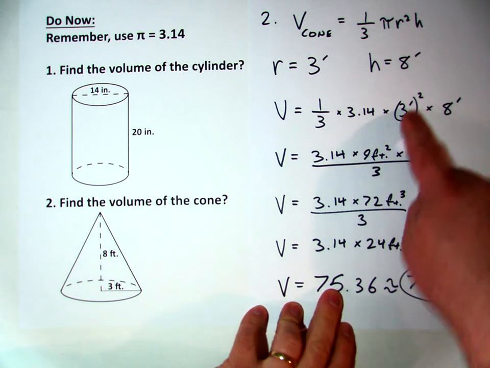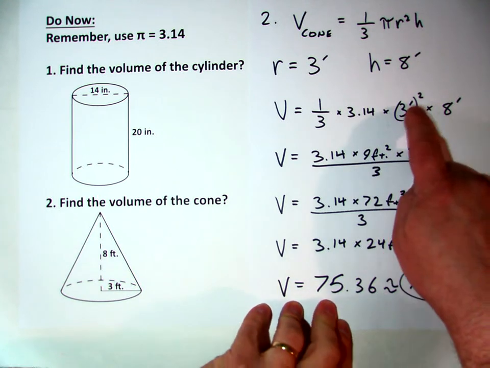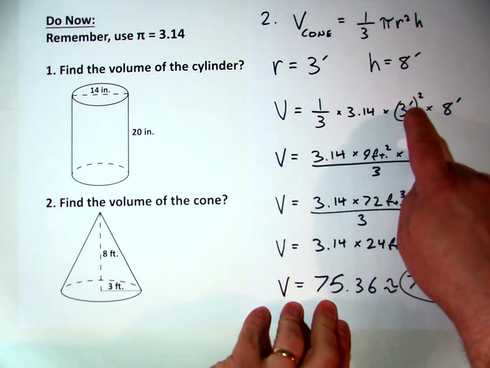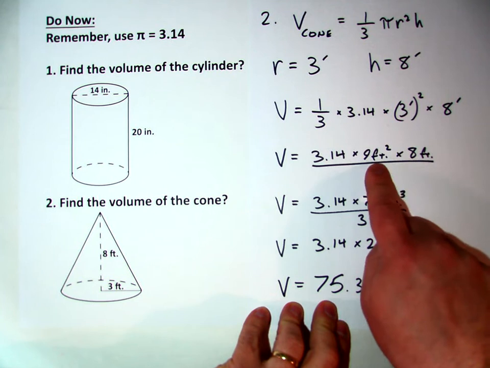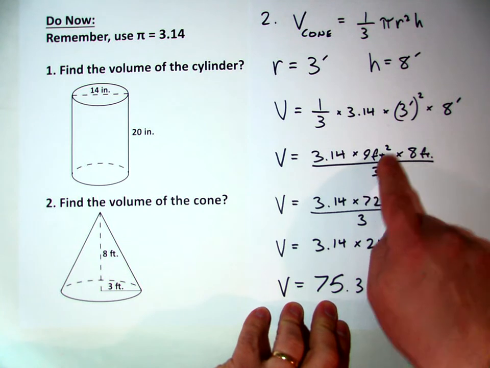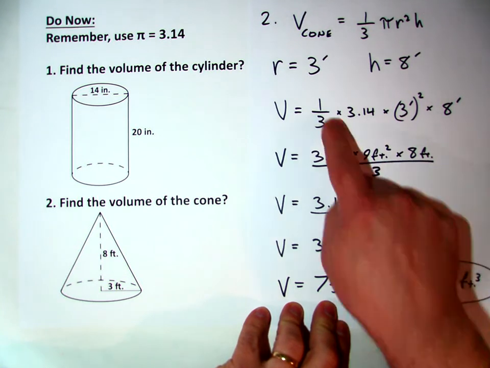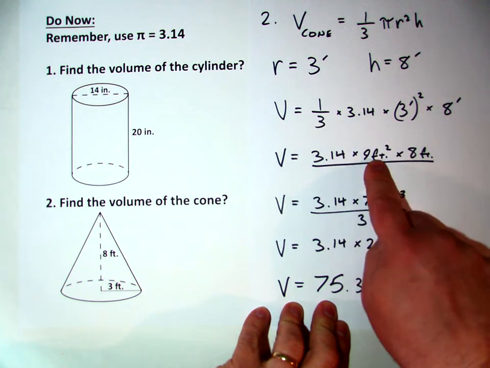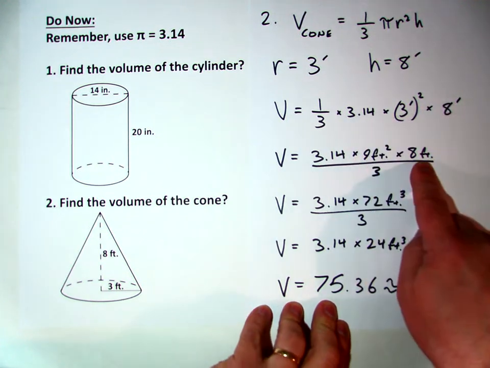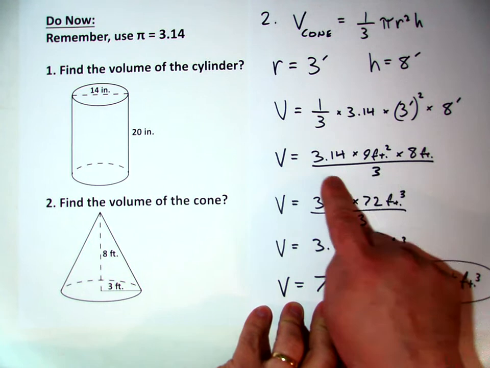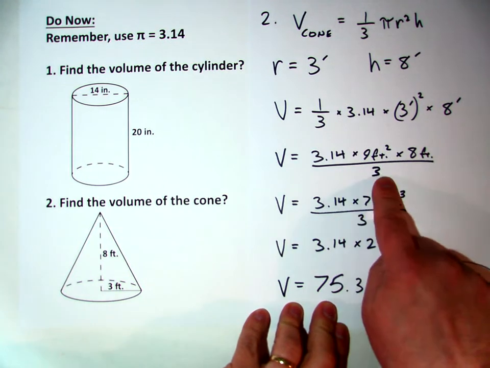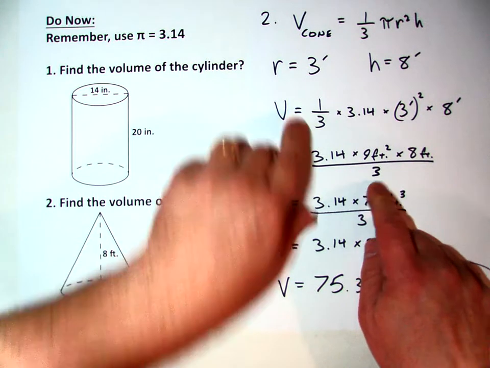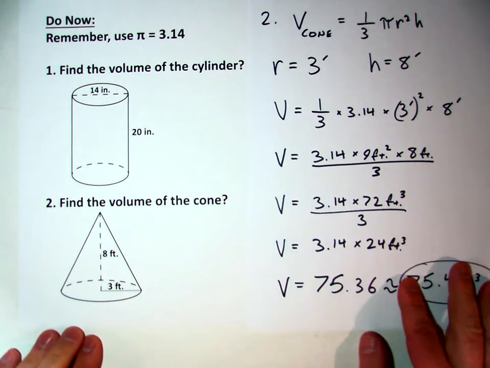And remember, even though you have 1 tick mark for feet, when you square it, you need to revert it to feet. Actually write out feet, or use the abbreviation for feet. So we have 3.14 times 9 feet squared times 8 feet for the height, and then instead of multiplying by 1/3, I'm just going to make sure I divide by 3. That's the same thing. Multiplying by 1/3 is the same as dividing by 3, and we covered that last class.